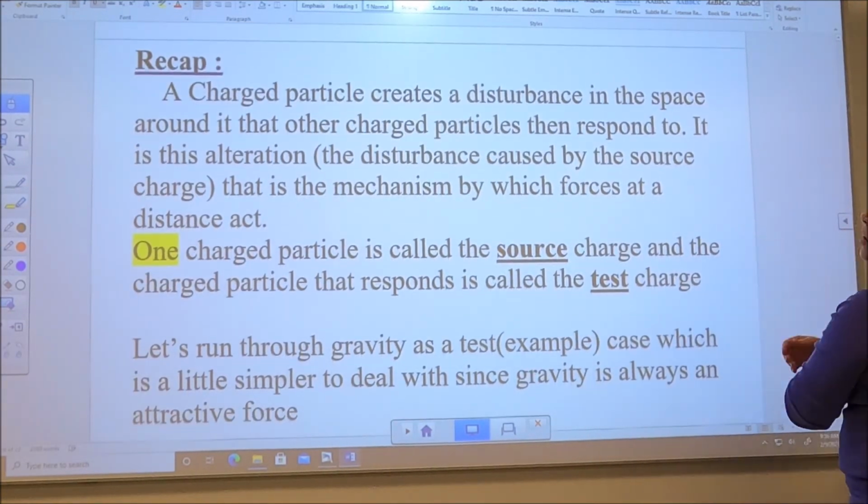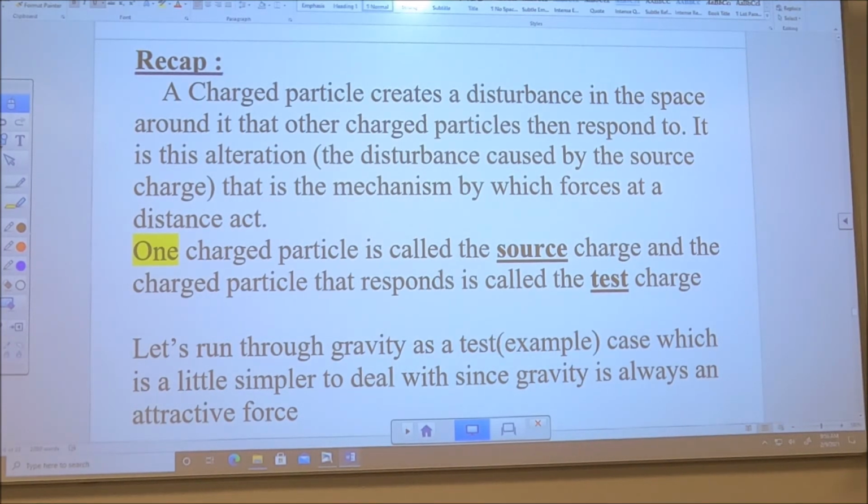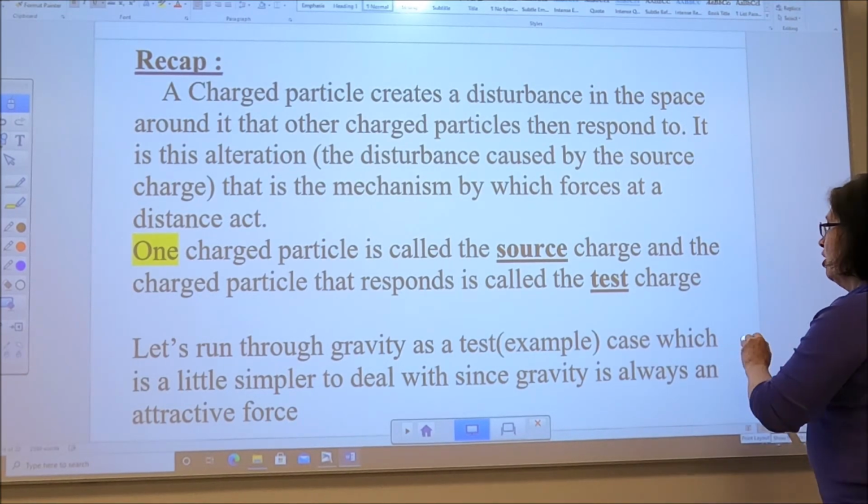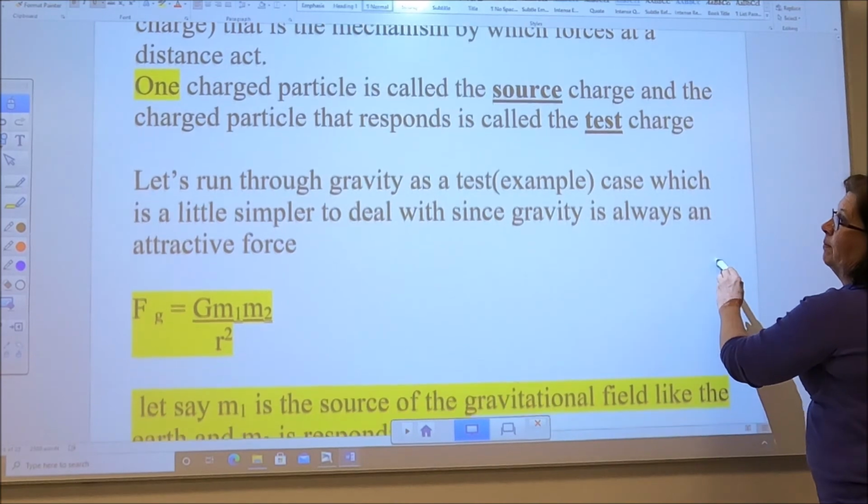So, recap. A charged particle creates a disturbance in space around it that other charged particles then respond to. It is this alteration, the disturbance in space caused by the charge, that is the mechanism by which forces at a distance work. One charged particle is called the source charge, and the other particle that responds to it is called the test charge. So every time we look at an interaction between two charged particles, we're going to look at it in terms of a source charge and a test charge. The source is going to be creating the electric field. The test charge is going to be experiencing the electric field.